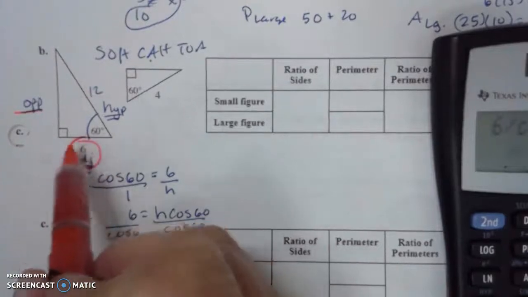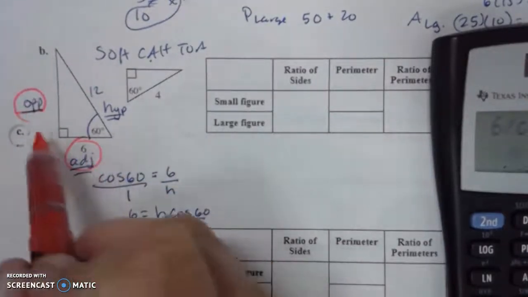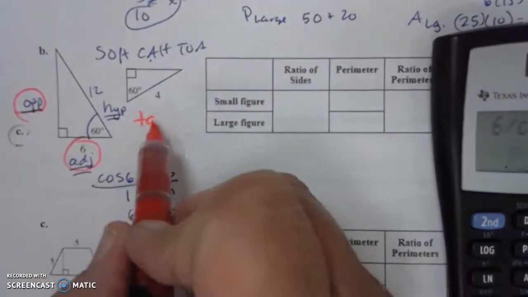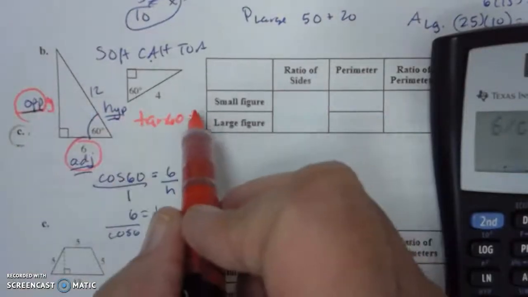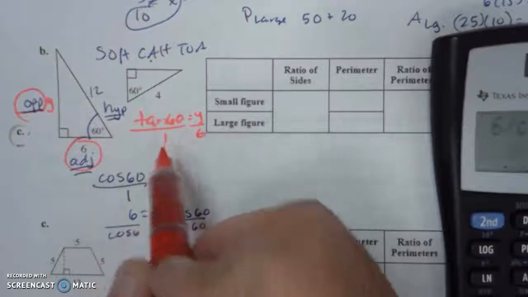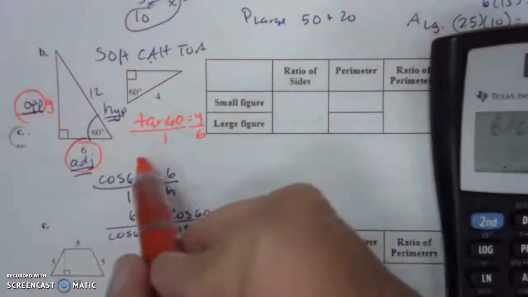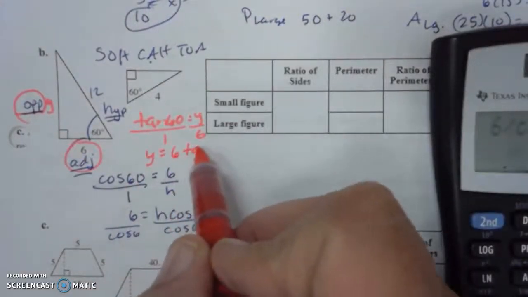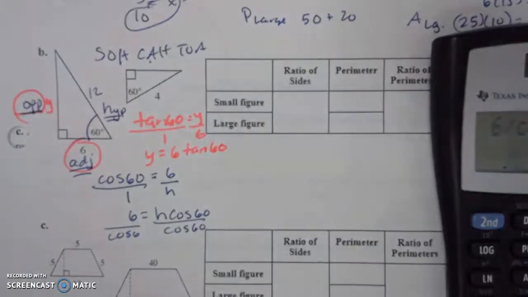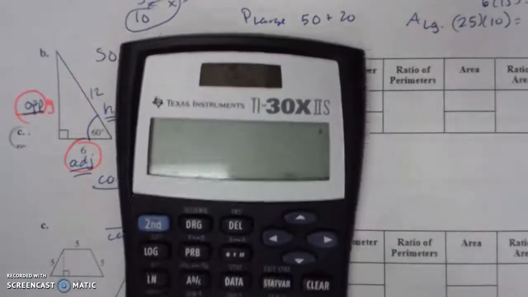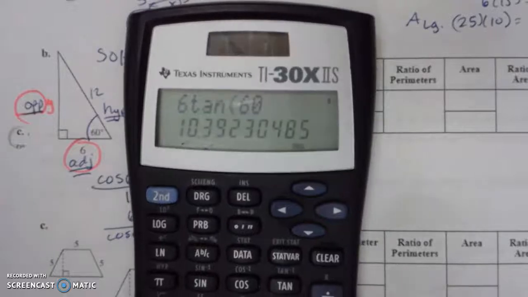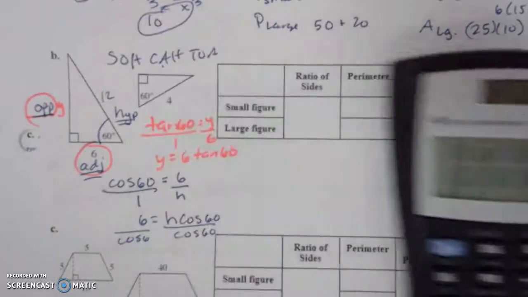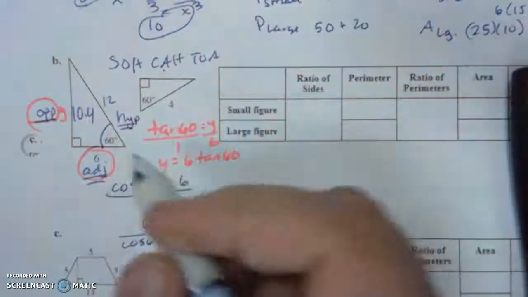I guess I was given this one, so I'll use this one. What do I do when I have opposite and adjacent? That's tangent of 60 equals, we'll call this y, y over 6. Okay, again, we're going to set up cross products, and we're going to get y equals 6 tangent 60. So we're going to go to our calculator. We're going to type 6 tangent 60, and we get 10.39. Let's just round it to 10.4.